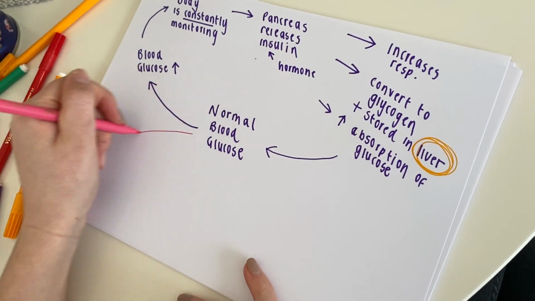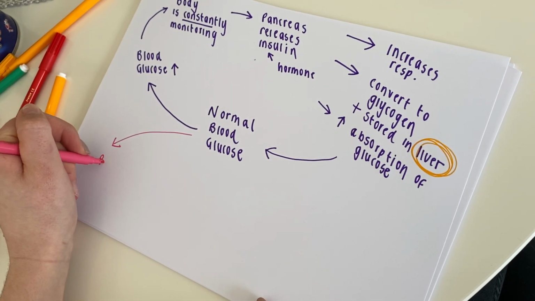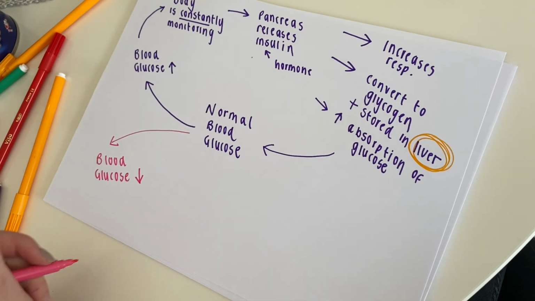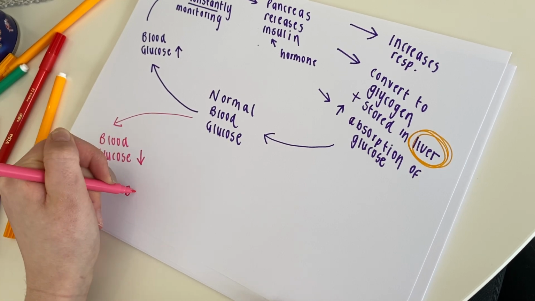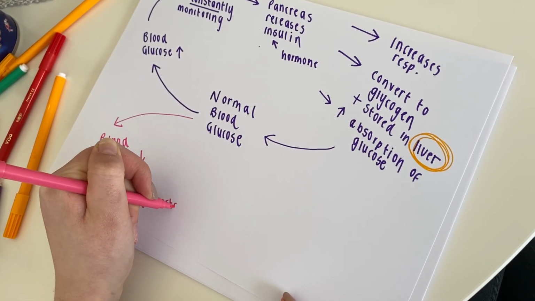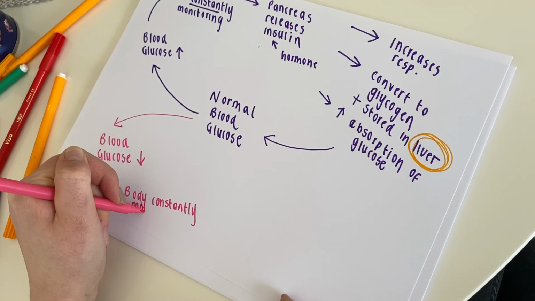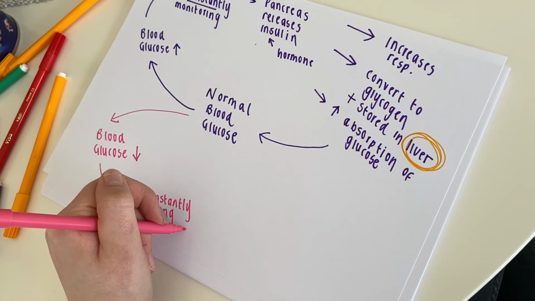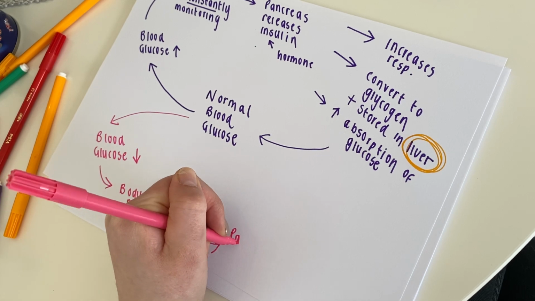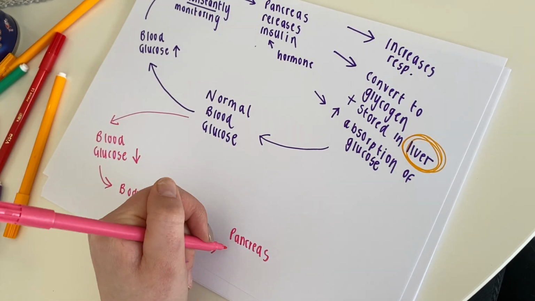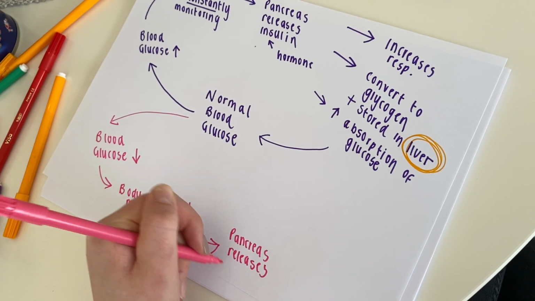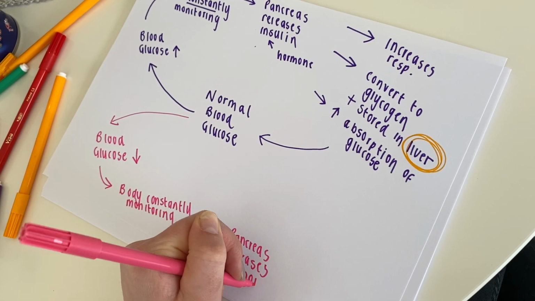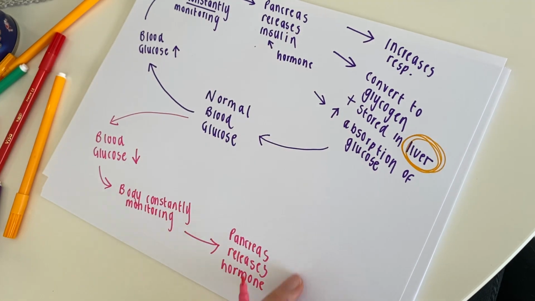Now, similarly, if blood glucose levels decrease, that can also be dangerous. So blood glucose levels, this time maybe somebody hasn't eaten something for long enough, blood glucose levels have dropped. And again, body constantly monitors. So it realises, nope, blood glucose levels got too low, we need to do something about it. Now, the pancreas this time releases a hormone, but it's not insulin. You just have to know about this hormone, but they've actually taken it off your spec. It was a hormone called glucagon. But as long as you know that it's not insulin this time, it's a completely different hormone.